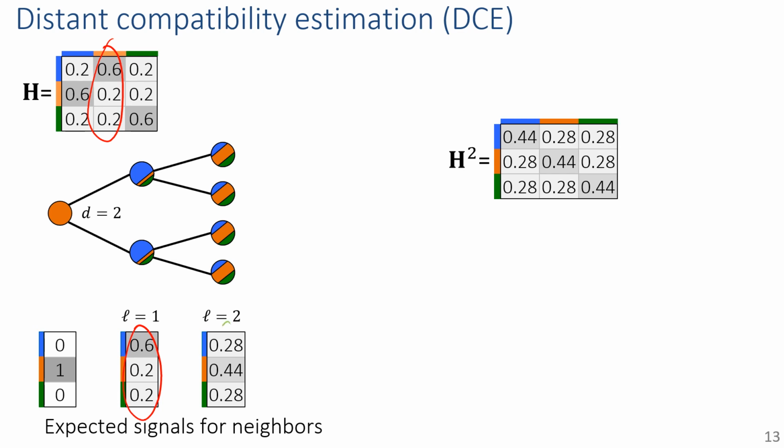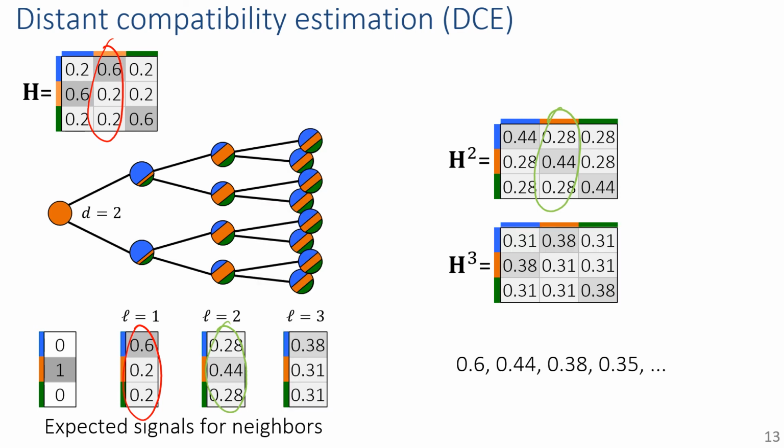Then now, the expected distribution corresponds to the entry in H to the power of 2. And if we go further, the neighbors of neighbors of neighbors, then the expected distribution corresponds to the corresponding column in H to the power of 3. So observe, as we go further and further away, this signal diminishes. However, we make up for it by having more and more observed data points.